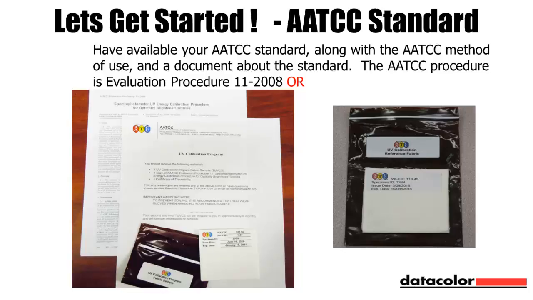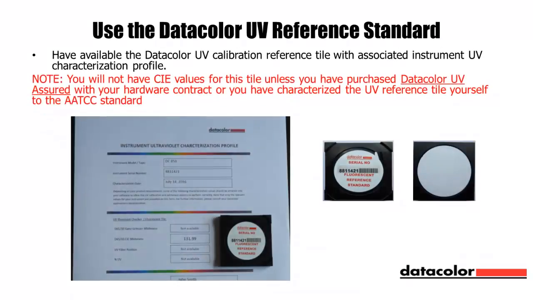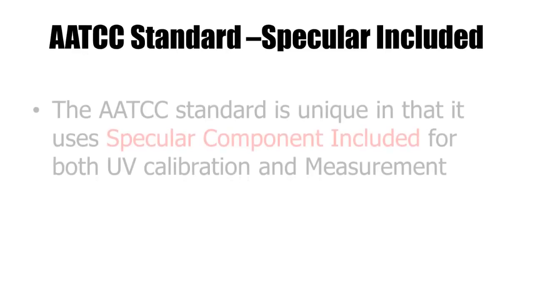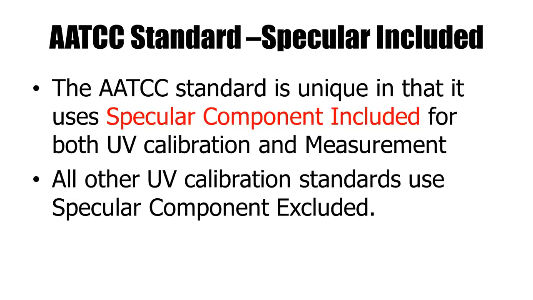Let's get started by having available your AATCC standard, along with the AATCC method of use and a document about the standard. The AATCC procedure is Evaluation Procedure 11-2008, or we could use the Datacolor UV Calibration Reference Tile with associated instrument UV characterization profile. The calibration of CIE whiteness with the AATCC standard is unique. The UV calibration and UV measurement method for whiteness uses the specular included condition with the spectrophotometer. All other CIE whiteness measurements with whiteness standards from other manufacturers use specular component excluded.